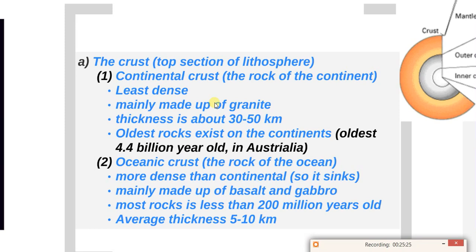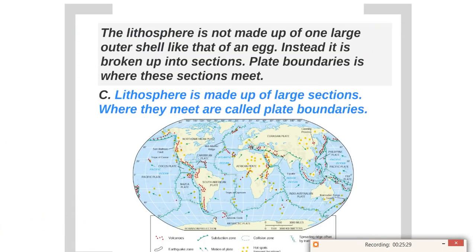Now, lithosphere is not made up of one large outer shell like that of an egg. Instead, it's broken up into sections. These are called lithospheric plates. Now, plate boundaries is where these sections come together. It's where they meet. The lithosphere is made up of large sections, and where they meet are called plate boundaries.